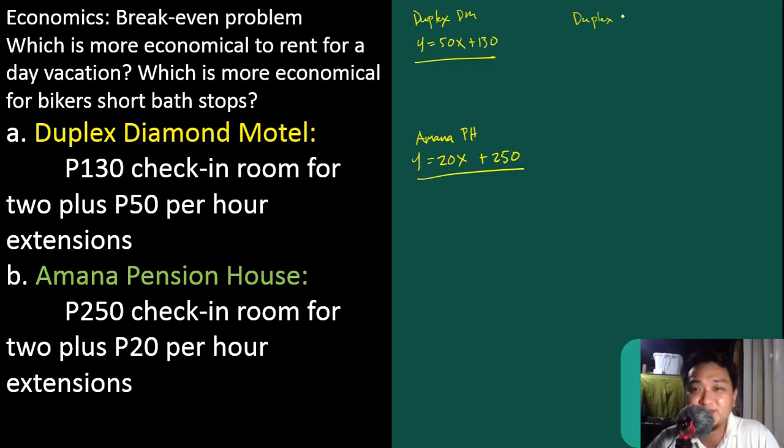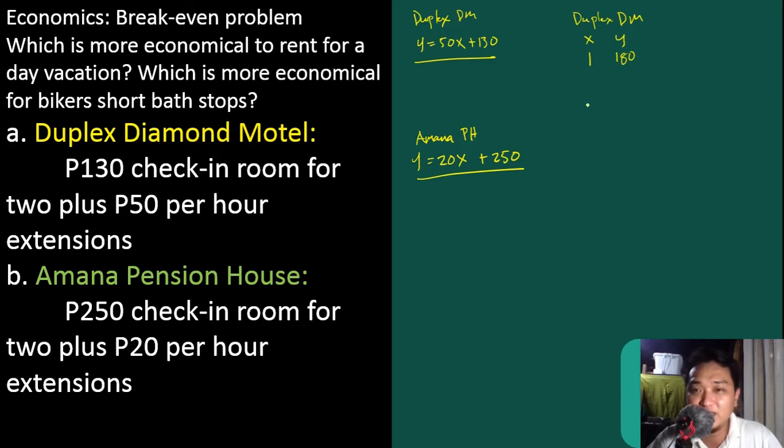Table of ordered pairs. For duplex Diamond Motel, let's say nagtagal ka doon ng 1 oras. So kung nag-1 oras ka doon, times lang natin sa 50, that is 50 plus 130, that will be 180. So Y will be 180. So if the number of hours X is 1, Y here, yung babayaran natin, is 180.